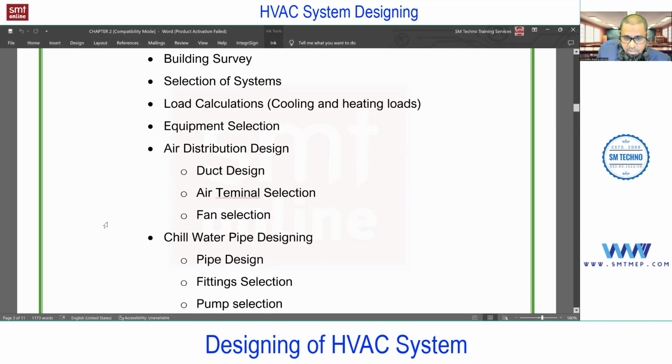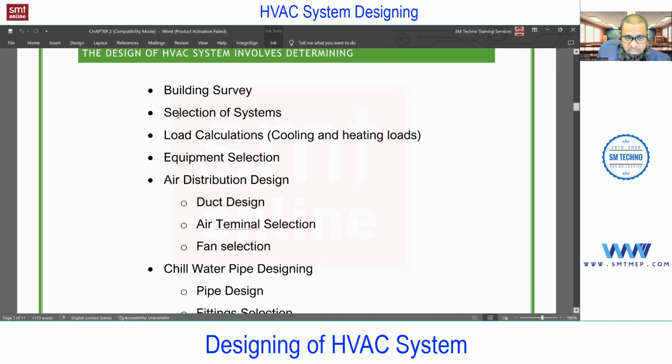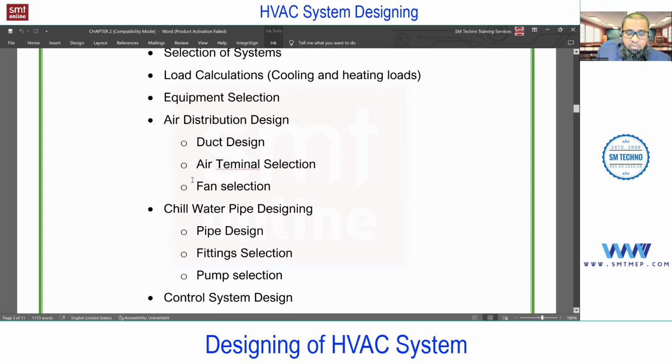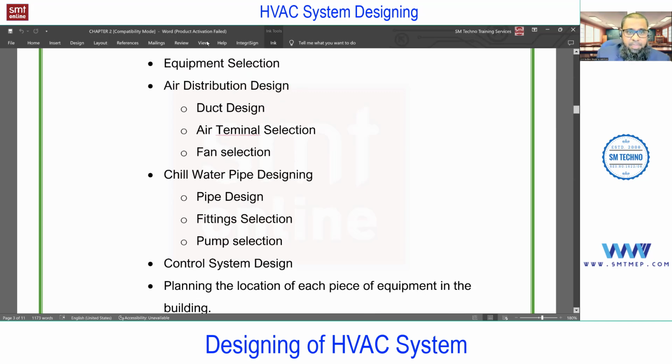Next, if it is a chilled water system, for example, after the building survey, if you decide on a chilled water system, it can be an air cooled system or a water cooled system. For that, you'll require chilled water pipe designing. So this designing is divided into three major classifications. One is load calculation, second is air system design, and third is water system design. And water system design is for chillers only, not for DX systems. And if you talk about VRF, then separate VRF pipe sizing.